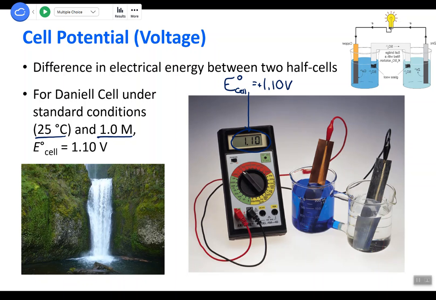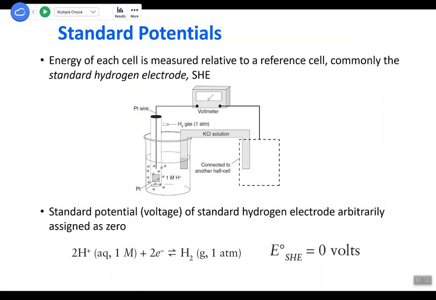And then flowing over the waterfall, we have the electrons. The electrons can flow with a little potential difference or a big potential difference. We want to measure voltage at this point, the difference between the anode and the cathode. To do that, we're going to use standard potential values, just like when we were looking at heats of formation.